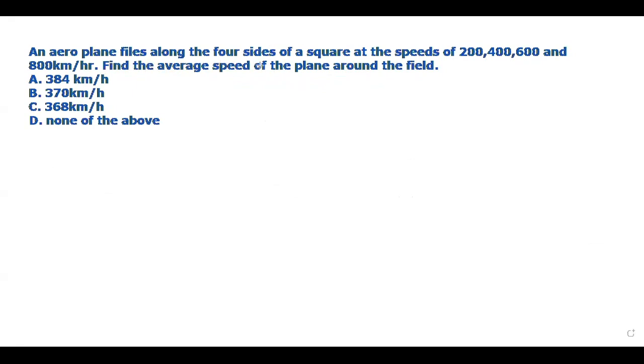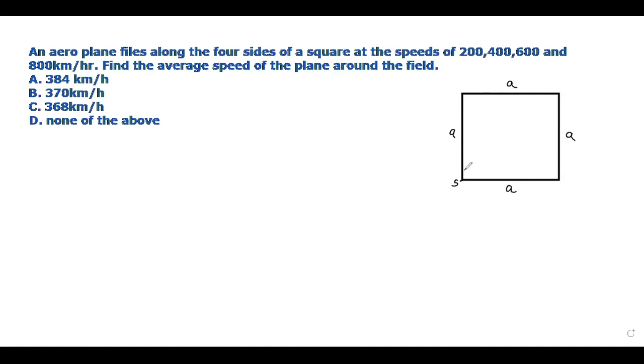An airplane flies along the four sides of the square field. The plane has a starting point, and it flies around the four sides of the square. Let the distance be a. Each side will be a, the same distance.